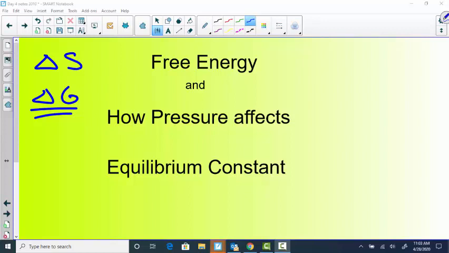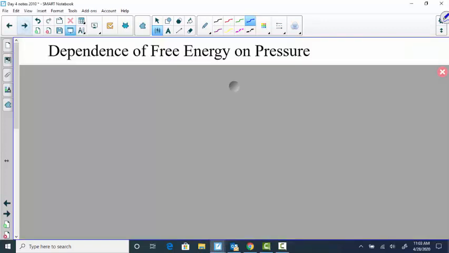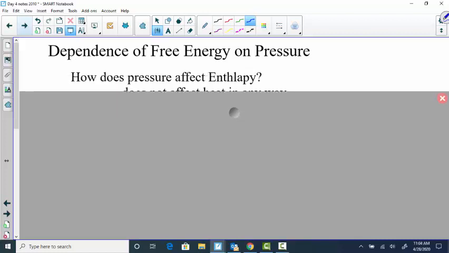And what we're going to look at is two different things. We're going to look at free energy and how pressure affects that. And then we're actually going to bring in the equilibrium constant to this as well. So we'll get started here with looking at how pressure affects free energy. So we're looking at the dependence of free energy on pressure.